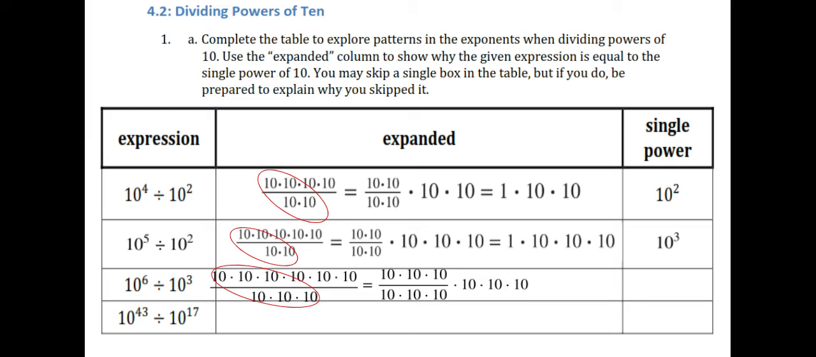Again, 10 times 10 times 10 divided by itself is equal to 1. And the 3 remaining factors that are 10 can be written as 10 cubed, or 10 to the 3rd power.